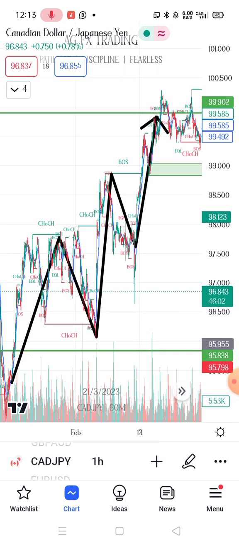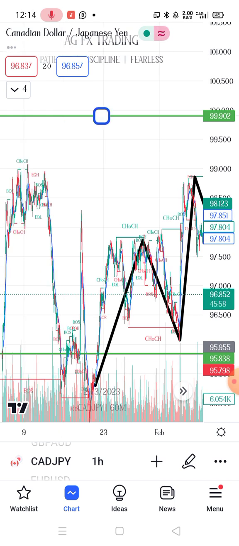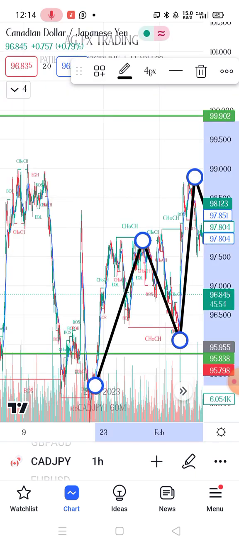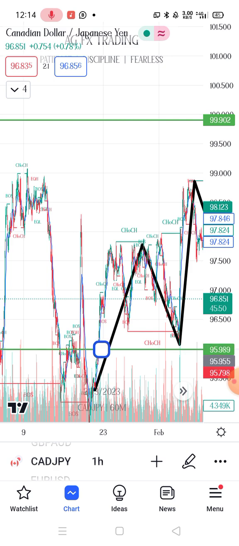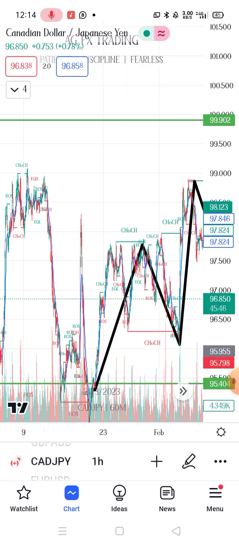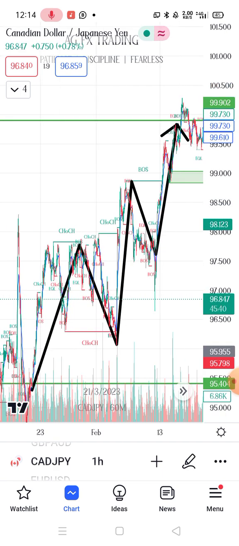So when you come down here, before you experience an uptrend, there would be a move. This area here is a demand zone. It indicates that there would be a buying movement, an uptrend.